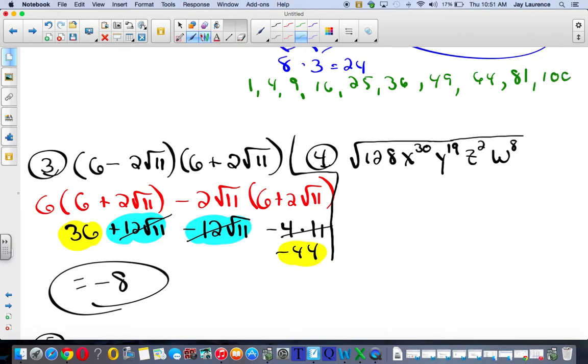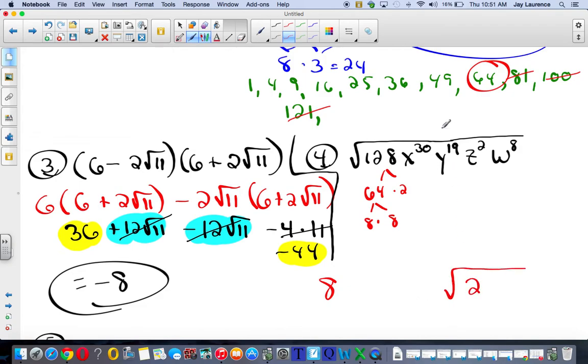81, 100, 121. All the rest would be larger, so I don't need to write them down. So does 121 go into 128 evenly? Nope. 100 does not. 81 doesn't. 64, yeah, it does. Goes in 2 times. So the 128 is going to be 64 times 2, which is 8 times 8, right? So outside the rad, I'm going to have an 8. Inside the rad, I'm going to have a 2.